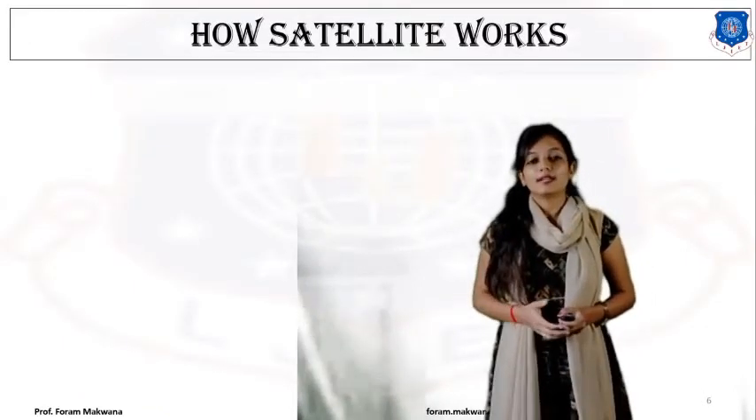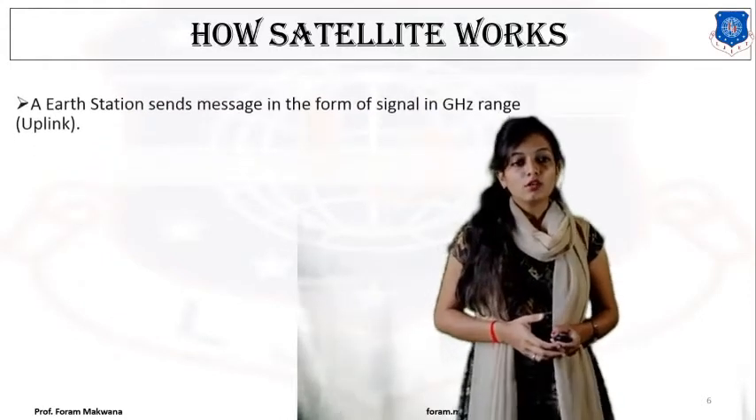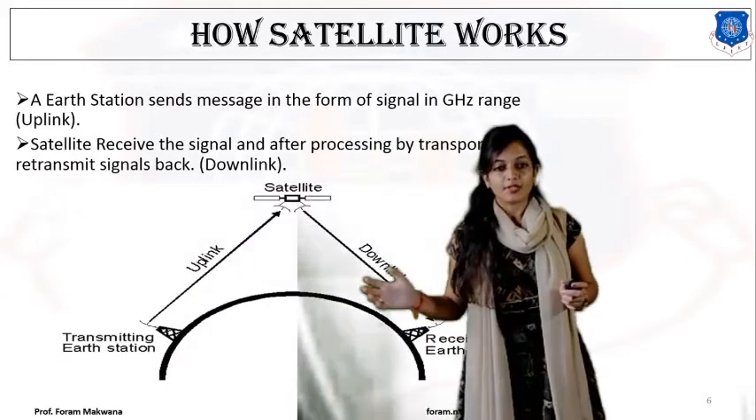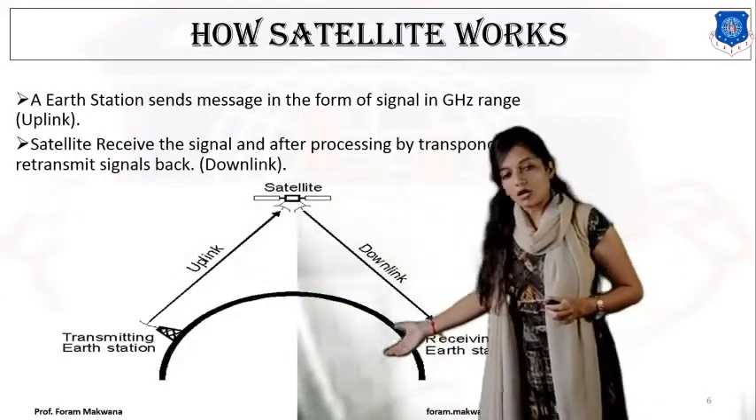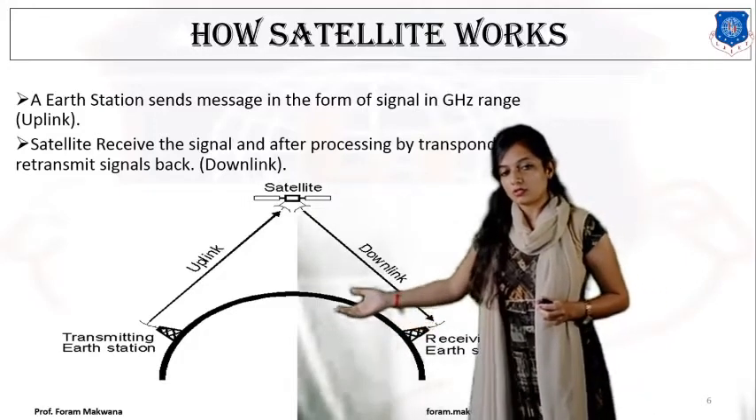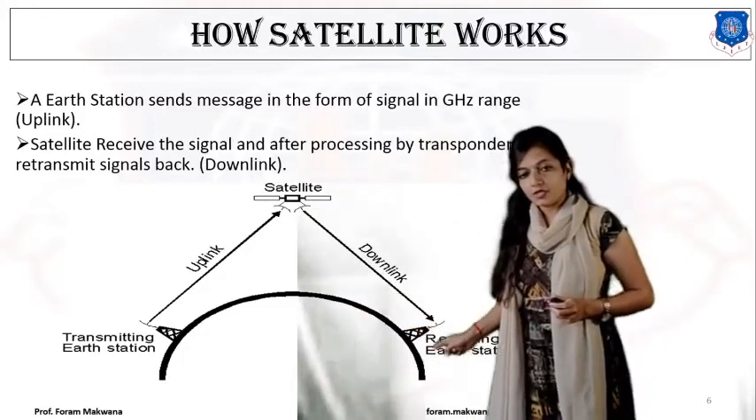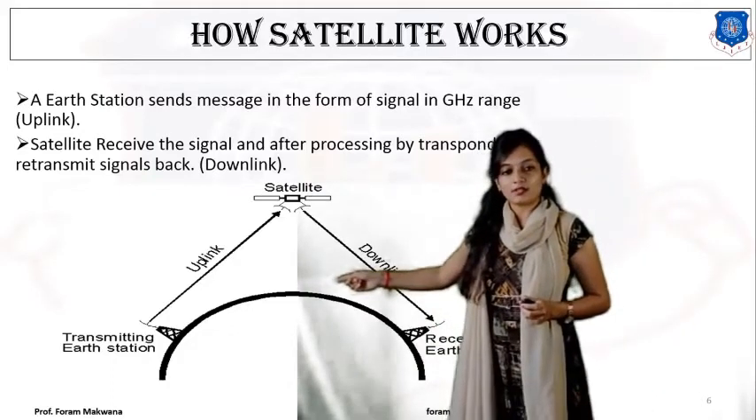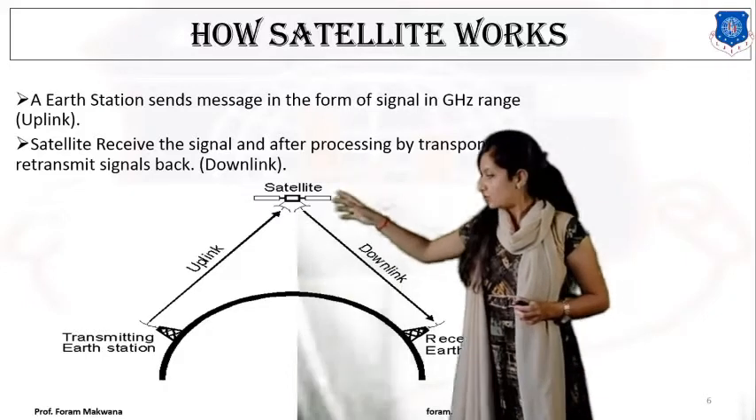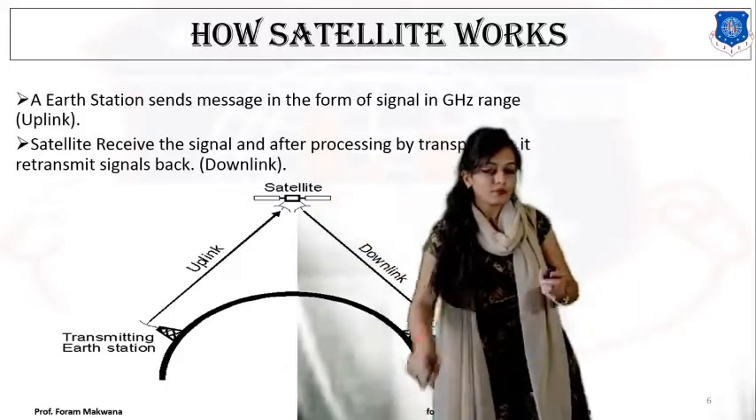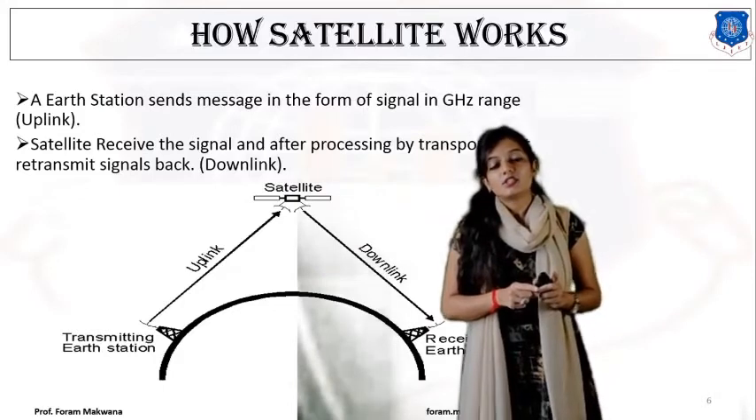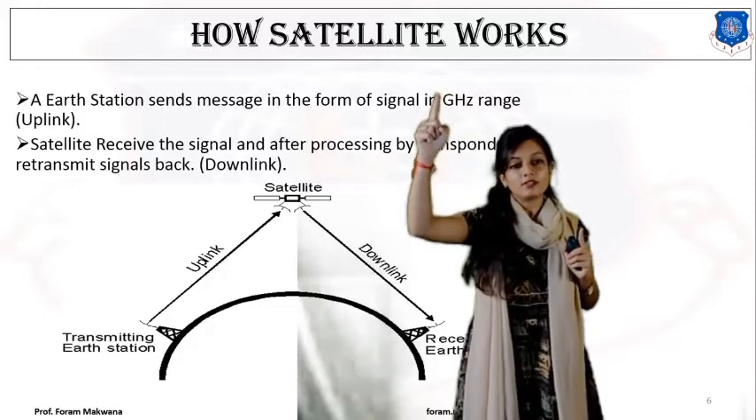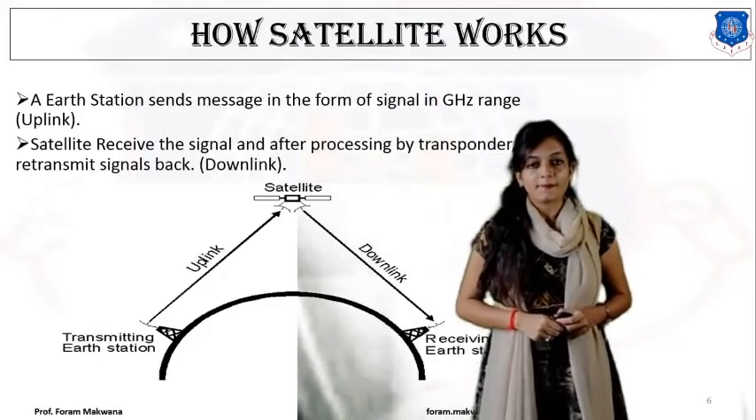Now how is this satellite going to work? First of all, we are focusing on the basic diagram. This half circle shows our Earth, this is a receiving Earth station, and that is a transmitting Earth station, and the satellite will be in space. Now, a transmitting Earth station is going to transmit a signal to the satellite. That signal is known as the uplink signal, right?